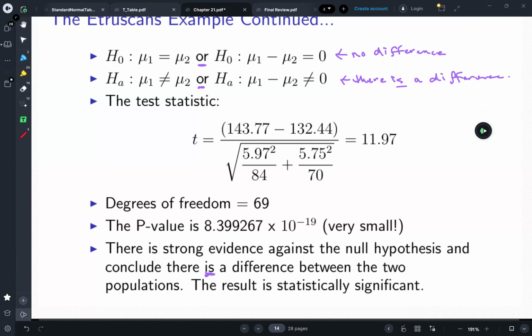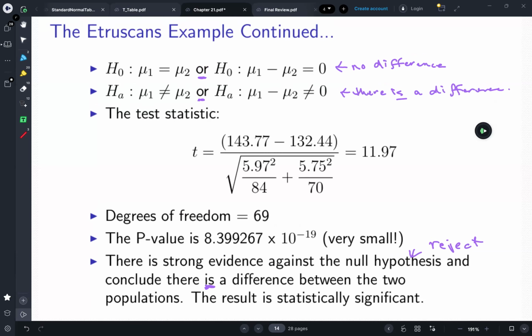And so when we do this, we compare it also to the confidence interval. We had the same result with the confidence interval, right? The confidence interval said there's a difference because 0 wasn't in the range. And so we reject the null hypothesis and we accept the alternative. Strong evidence against the null means we reject the null hypothesis. So we're accepting that there is a difference. Okay, so that's using the Etruscan example.